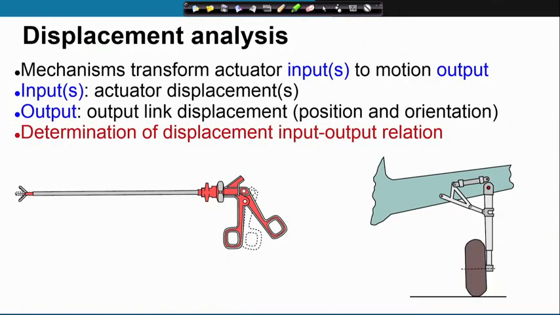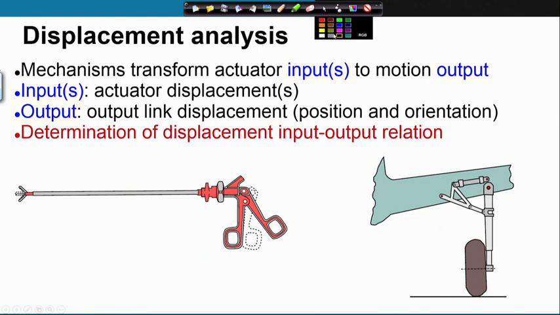In the previous lectures we have looked at displacement analysis and seen what the problem is about. We have seen that mechanisms transform actuator inputs to motion outputs. These inputs are the actuator displacements and the outputs are the output link displacements, which may be position and orientation, or maybe just position, and the determination of the displacement input output relation is the problem of displacement analysis.